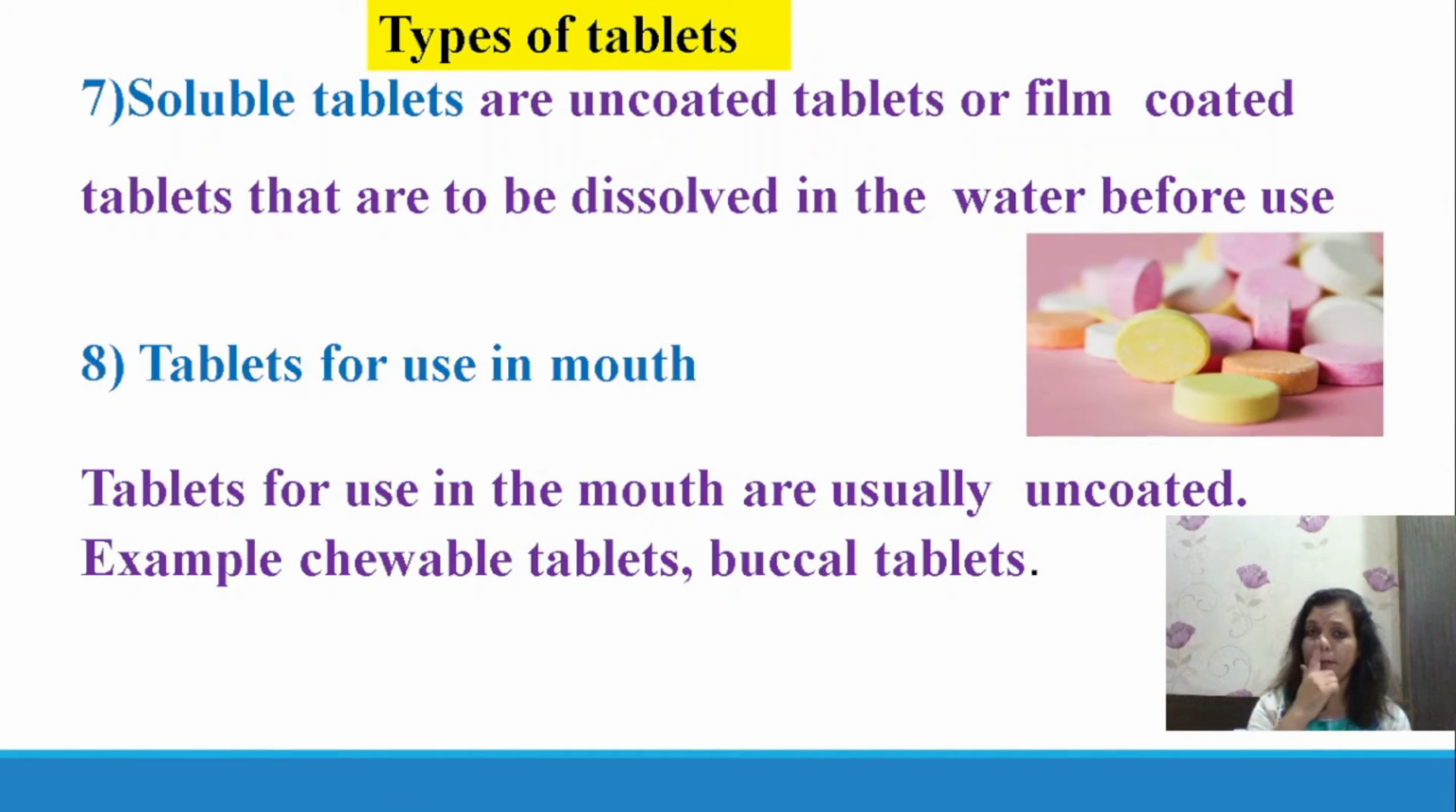Soluble tablets are uncoated tablets or film coated tablets. They are to be dissolved in water before use. So you have to take the tablet, dissolve it in water, and then you can take it into your body. Next, tablets for use in the mouth. These are usually uncoated tablets, or you might have used chewable tablets, which you can use directly, like vitamin C.